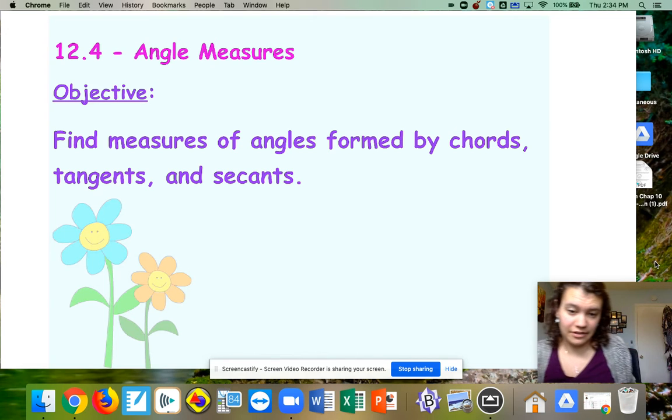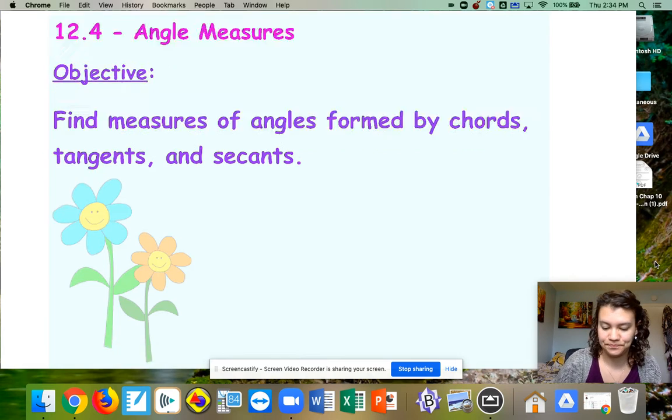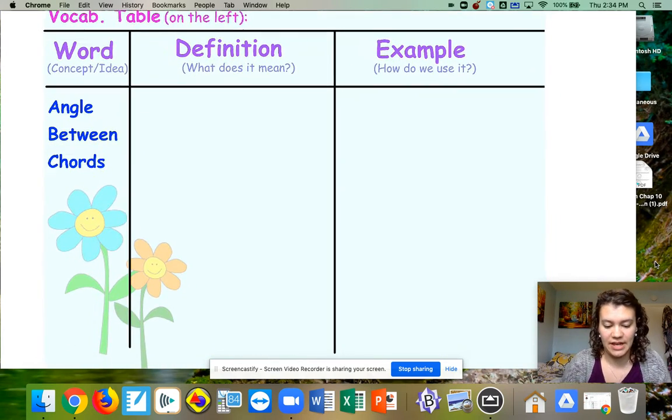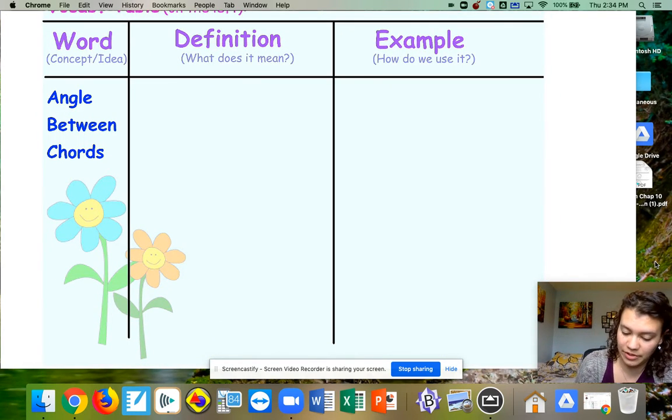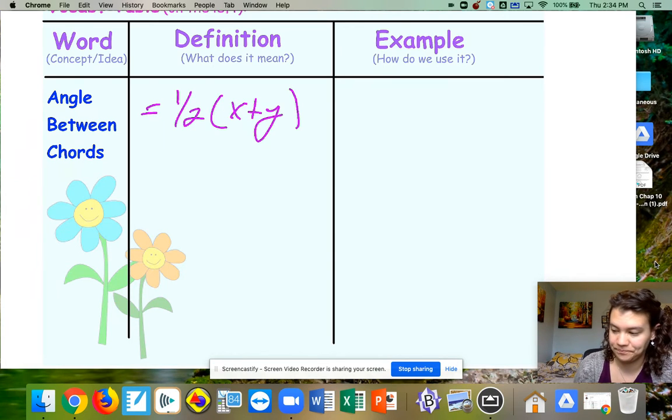All right, today we're talking about angle measures, so angles formed by chords, tangents, and secants. The first one is the angle between two chords. The formula is going to be 1/2 (x + y).